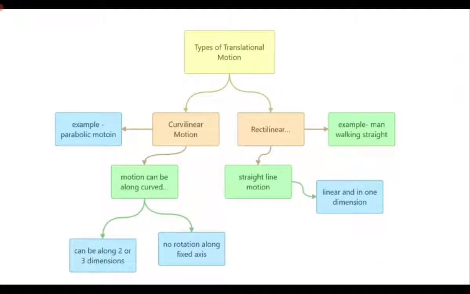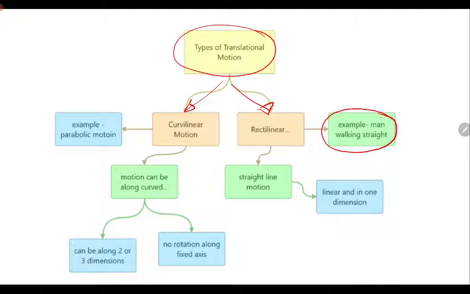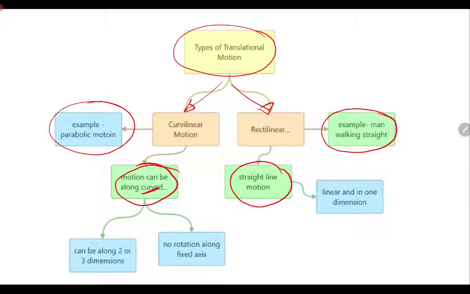In short, we can classify the types of translational motion. One is called curvilinear motion, another is called rectilinear motion. An example of rectilinear motion is a man walking on a straight path, and of curvilinear motion is a parabolic motion. Curvilinear motion can be along a curve, but in rectilinear motion, straight line motion is considered, linear in one direction.